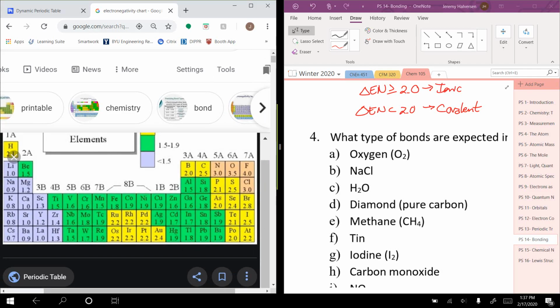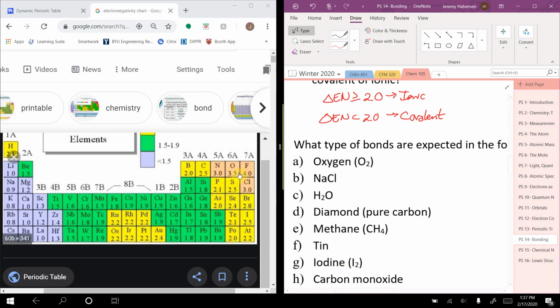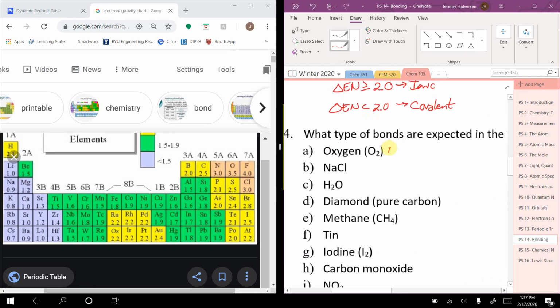And maybe we can reference it as we work through here. Okay, so first off, O2. So I can look at it. O is a nonmetal, so two O's is going to be a nonmetal and nonmetal, and also if they're the same thing, their electronegativity difference is 0. So that's going to be covalent, and specifically it's going to be nonpolar.